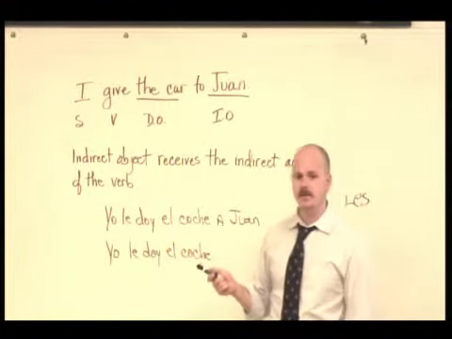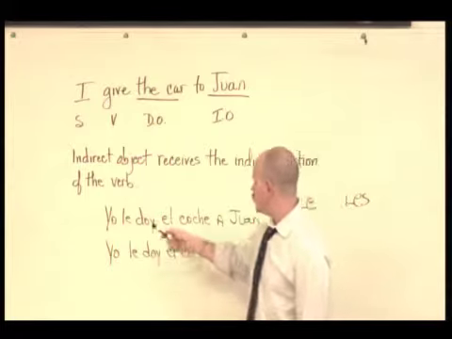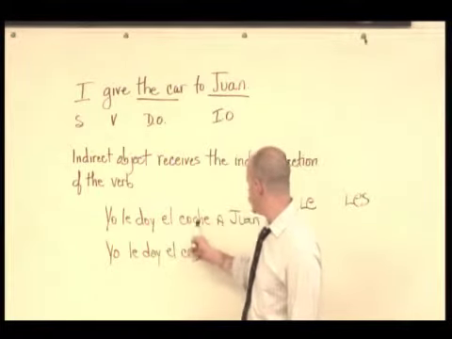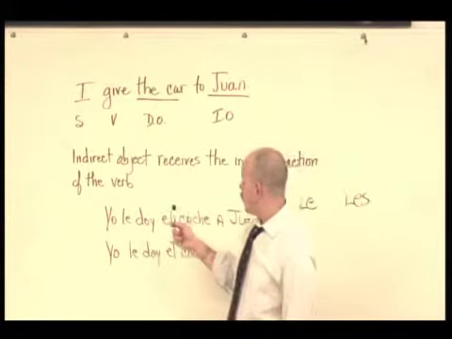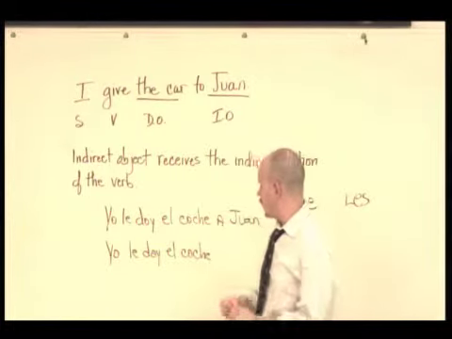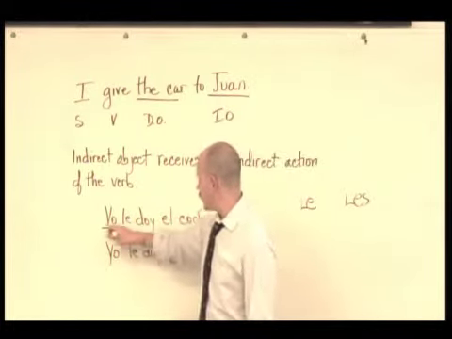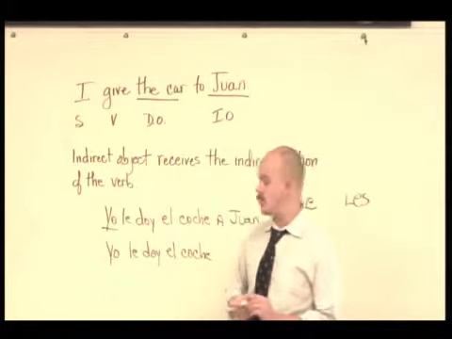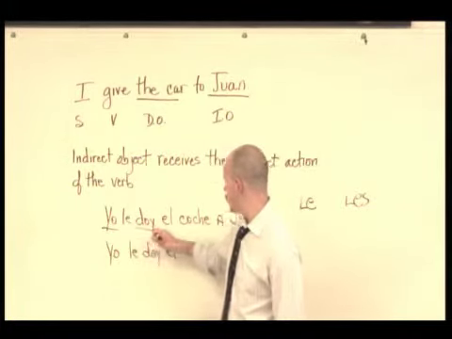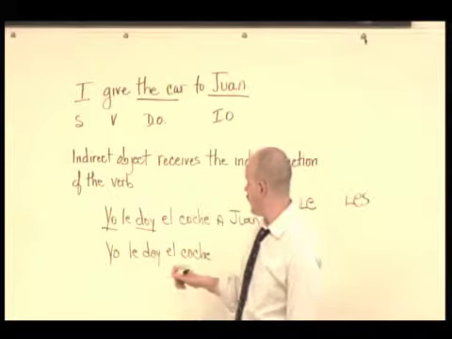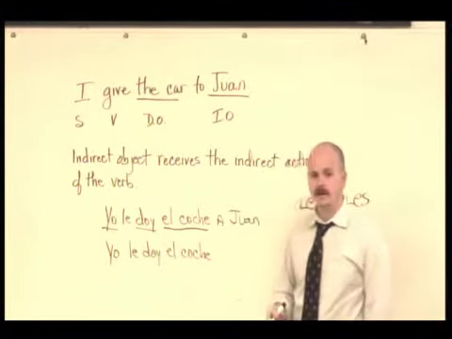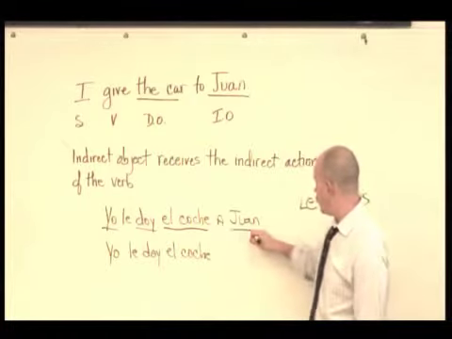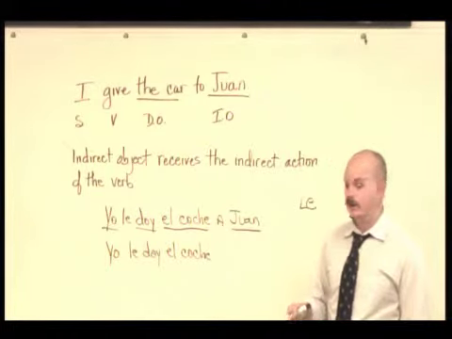Let's look at an example of what it might look like in Spanish. Yo le doy el coche a Juan. Okay? Let's notice what's going on here. Things that we might recognize. We have our subject, yo. We have our verb, doy, to give, or I give. El coche is our direct object, and Juan is our indirect object.